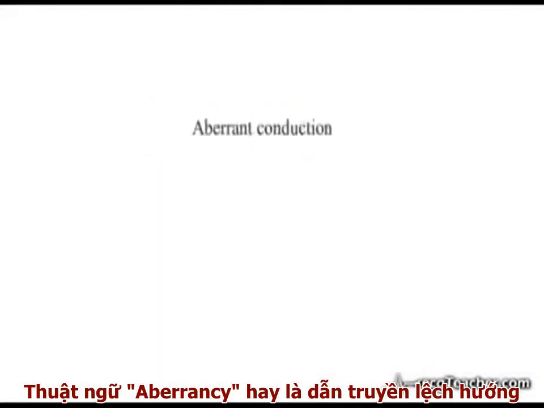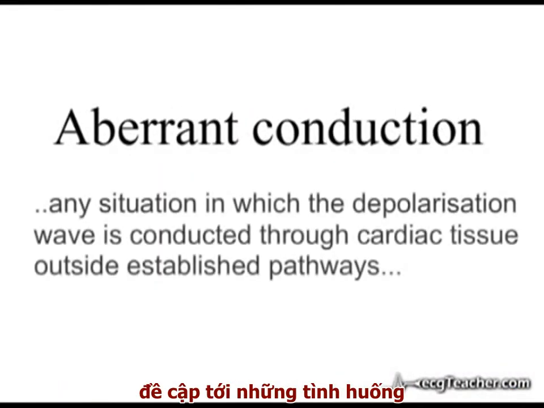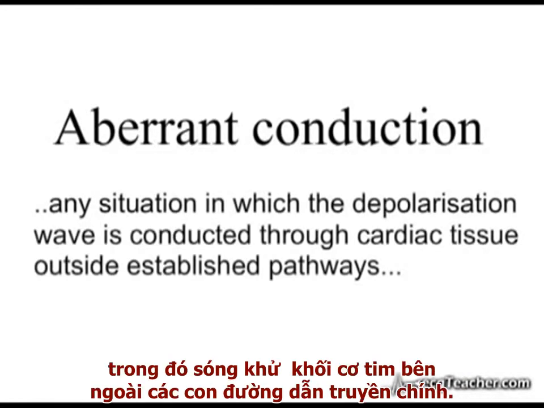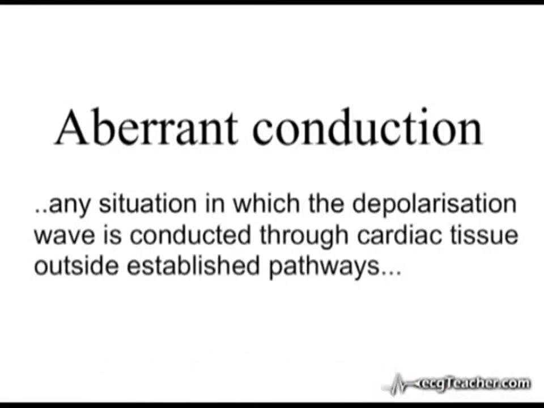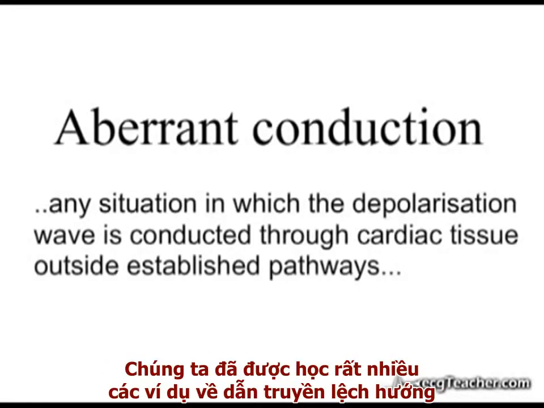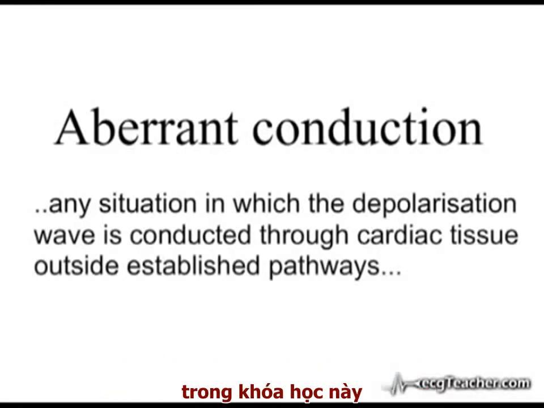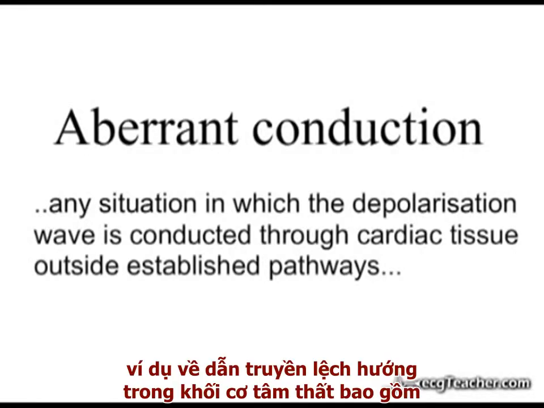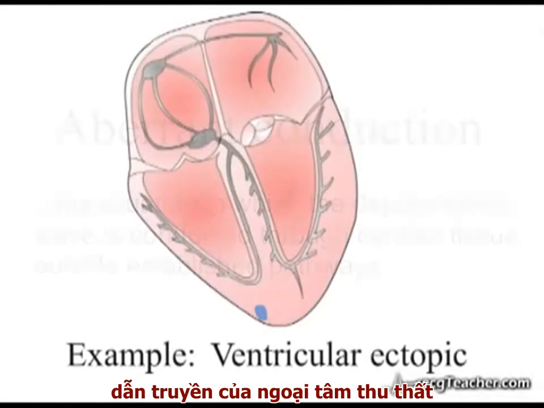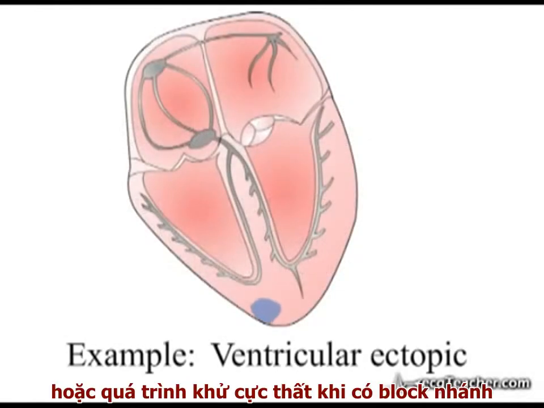Aberrancy or aberrant conduction refer to any situation in which a depolarization wave is conducted through cardiac tissue outside established pathways. We've come across many examples of aberrant conduction throughout this course, both within the atria and ventricles.